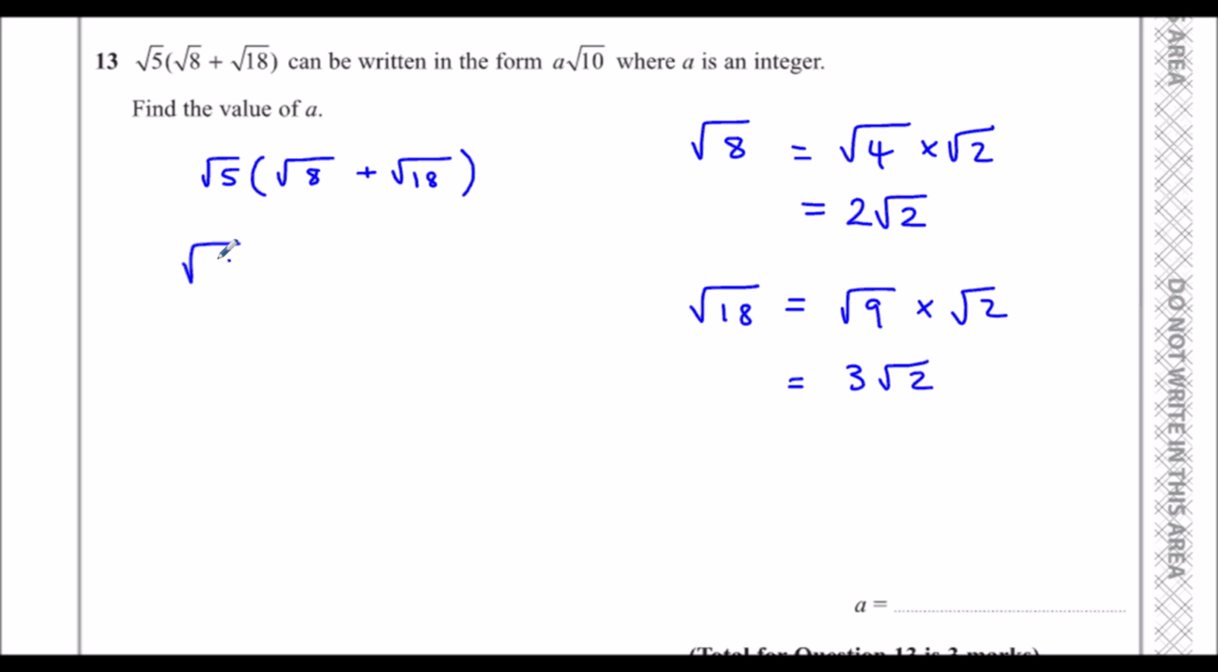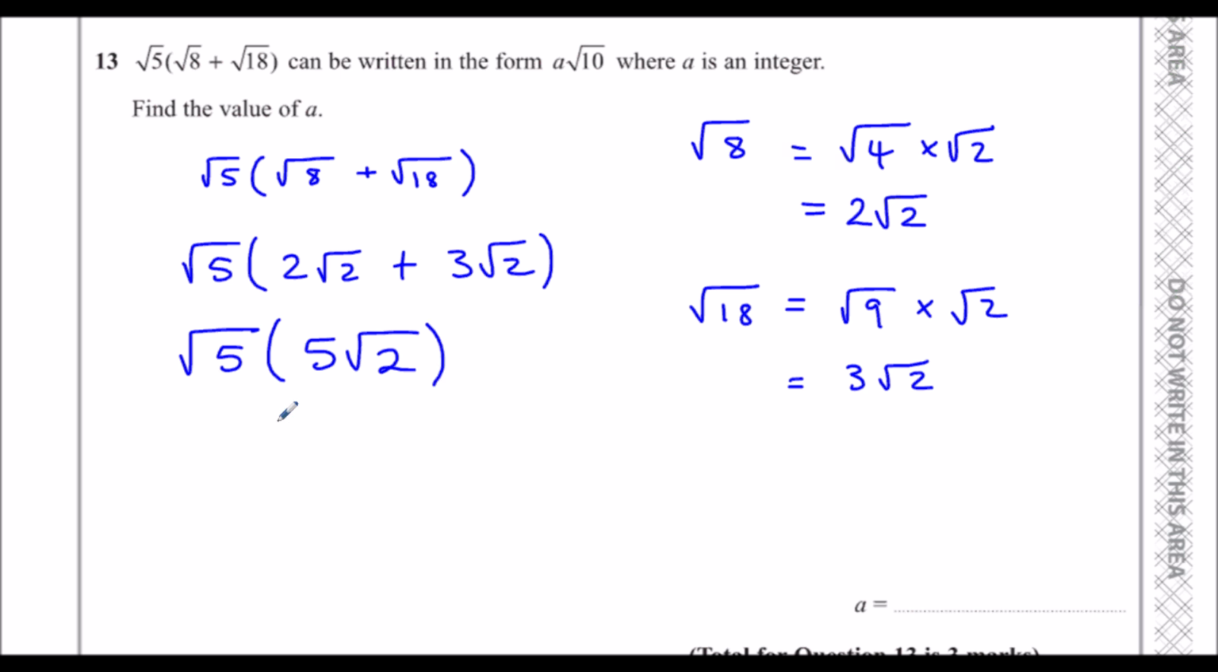So we've got root 5 times 2 root 2 plus 3 root 2. 2 root 2 and 3 root 2 can be added together to make 5 root 2. So we've got root 5 times 5 root 2. And root 5 times 5 root 2, we just times the roots together. So 5 times 2 is 10. So the answer is 5 root 10. So a is 5.